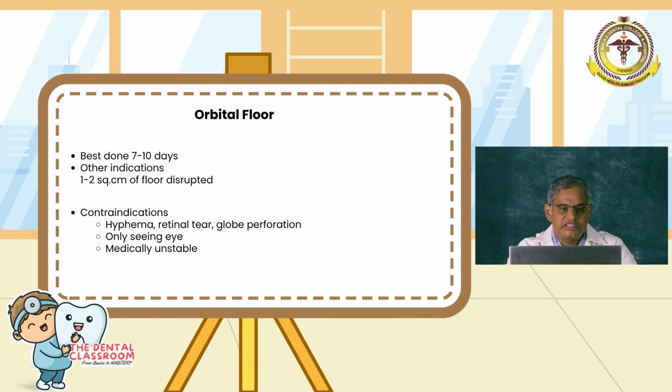Orbital floor repair is best done 7 to 10 days after the fracture. Another indication is when 1 to 2 square centimeters of the floor is disrupted. Contraindications in orbital floor fracture are hyphema, retinal tear, globe perforation, only seeing eye, and medically unstable patient.